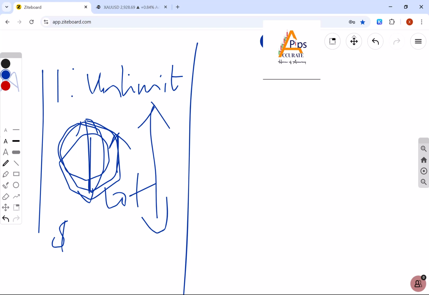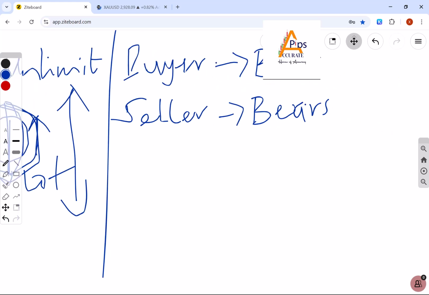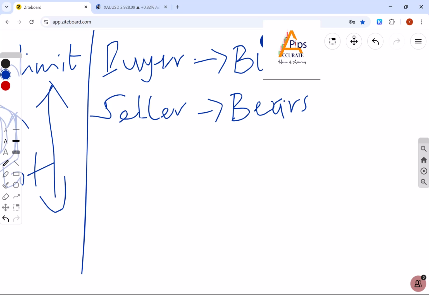the buyers and the sellers. The buyers are known as the bulls in the market. The bulls. The sellers are the bears in the market. So these are the two participants of the market, as I told you yesterday during the class.